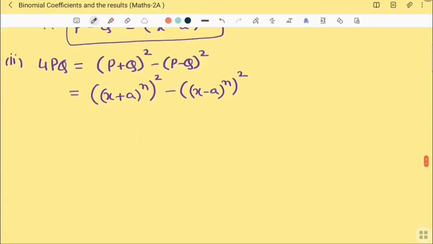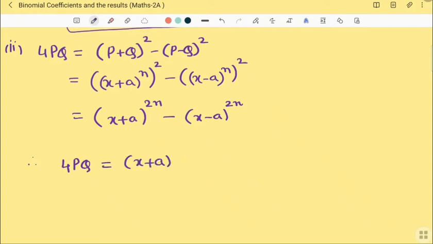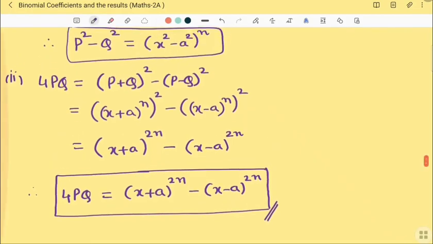So a power m, b power m, a power m whole power n, a power mn. So x plus a whole power n into 2 is 2n, minus x minus a whole power n whole power 2, that is 2n. Therefore, that only they are asking to prove. Therefore, 4pq is equal to x plus a whole power 2n minus x minus a whole power 2n. Hence, the second result. This is the way.